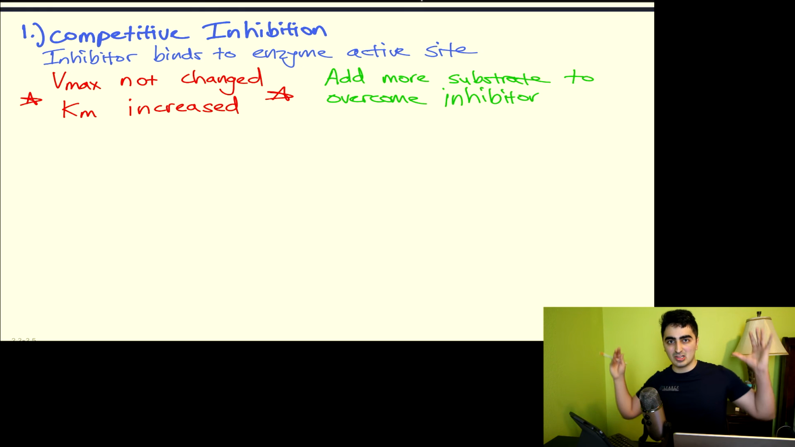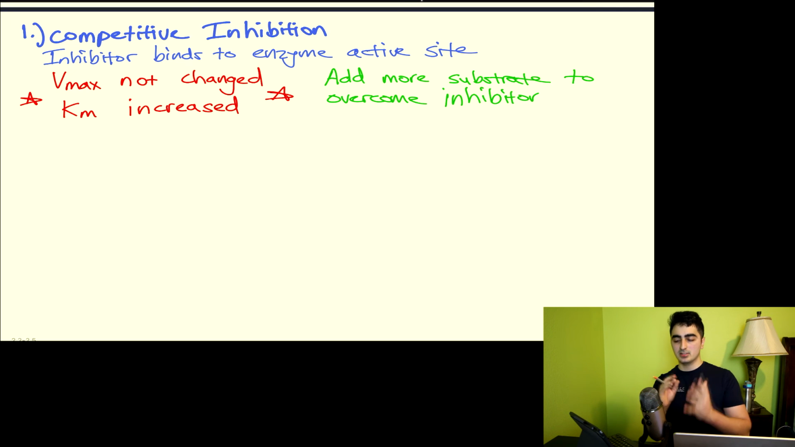Because if we add a lot of substrate, if we overwhelm the reaction with it, then there's more likelihood that the substrate will bind to the enzyme active site instead of the inhibitor. So again, Vmax for this would not change, because if we add enough substrate, our enzymes can function at maximal velocity, at their highest peak.